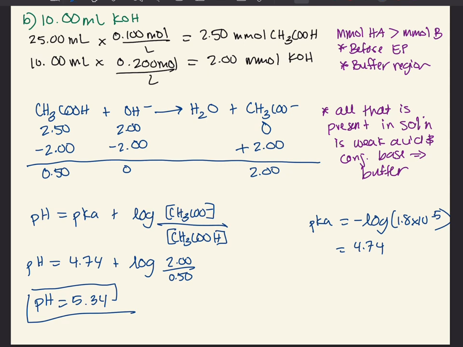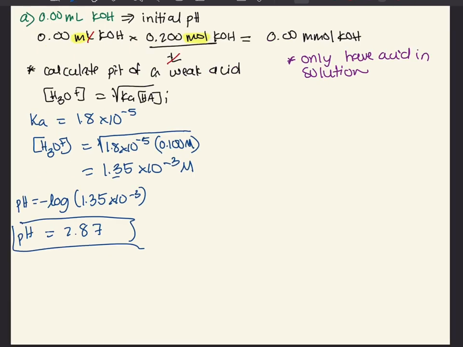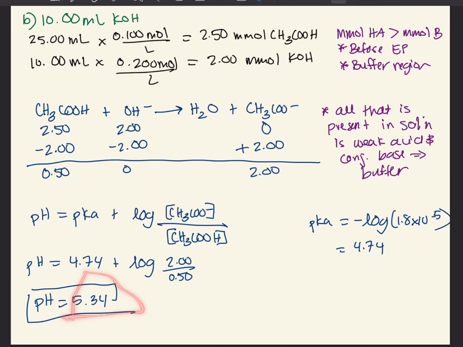Now, does this pH make sense? We are before the equivalence point, so yes, this pH does make sense. I have more acid than base. Now, in a strong acid, weak base titration, you have to realize that you could have a place where your pH could get slightly basic because at the equivalence point, the pH will be basic. But this pH does make sense. Our initial pH was 2.87. I added base, my pH went up.